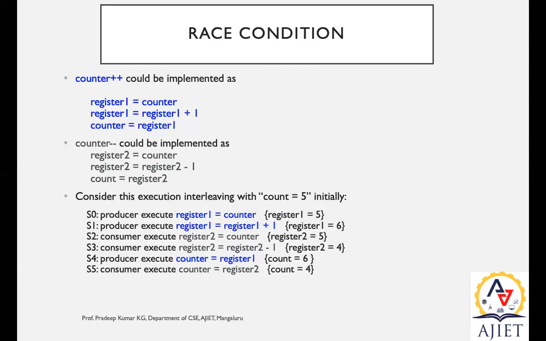Now those two processes are in a race to access the counter, because the counter is a variable. The same variable must be updated by both the producer and consumer, right? So both processes, the producer and the consumer, are in a race to access the data from the counter, either to increment or to decrement.